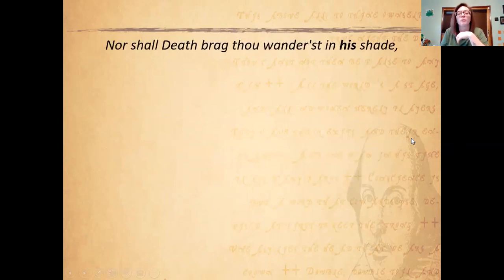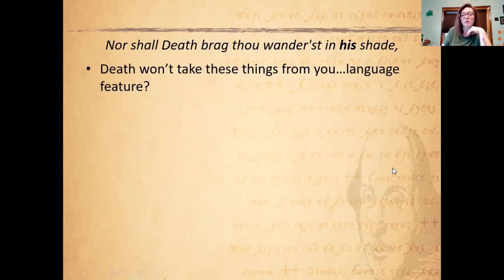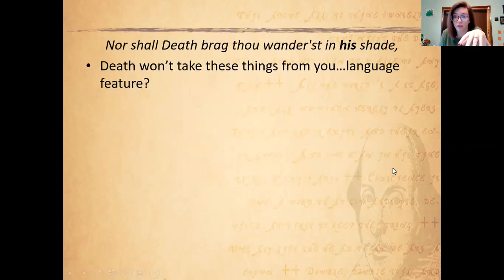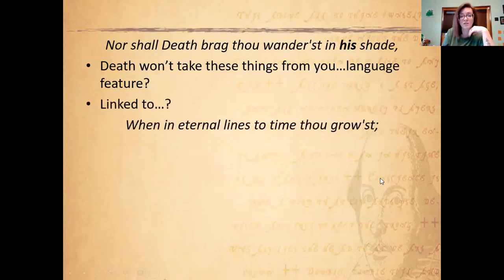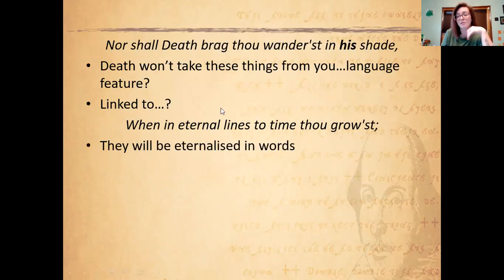Okay, nor shall death brag thou wanderest in his shade. So here again, we have some personification of death. So we had some of God, now we have some of death. Okay, death won't take these things from you. What is it linked to? When in eternal lines to time thou growest. They will be eternalized in words. So the lines are the lines of his poem. Okay, so because we have now committed to paper how beautiful you are, you will always remain beautiful.